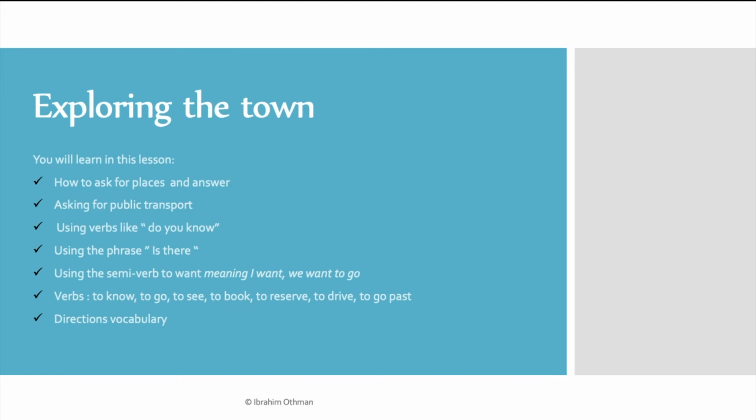In this session, we'll be exploring the town. We'll be learning vocabulary related to directions, some of the verbs such as to know, to go, to see, to book, to reserve, and to drive, and to go past. We'll be using within this context some of the phrases related, such as to say, is there or are there, or do you know, and as well asking for public transport and how to explore and other places to explore while you are traveling in the Middle East.